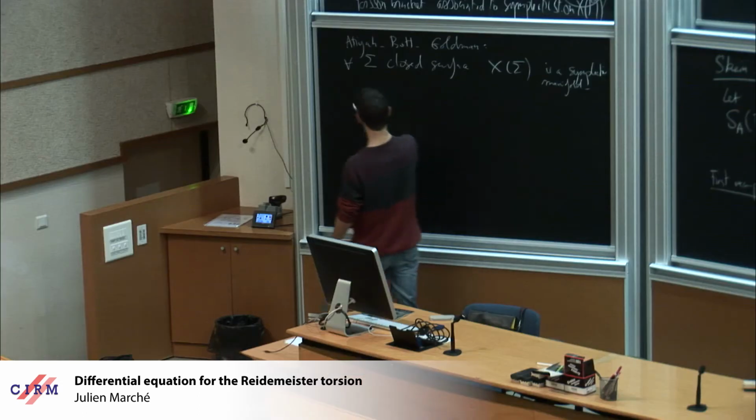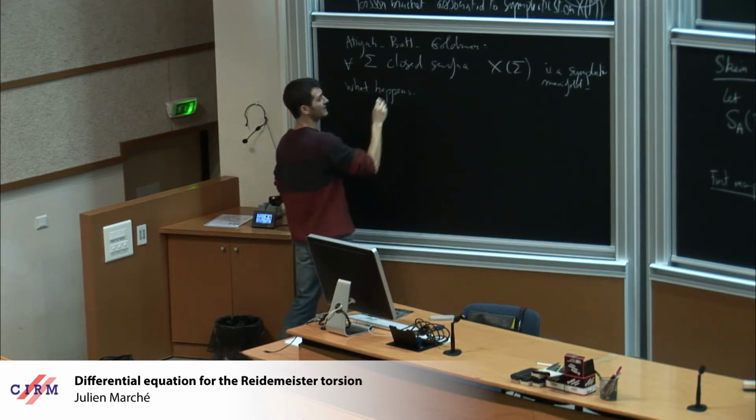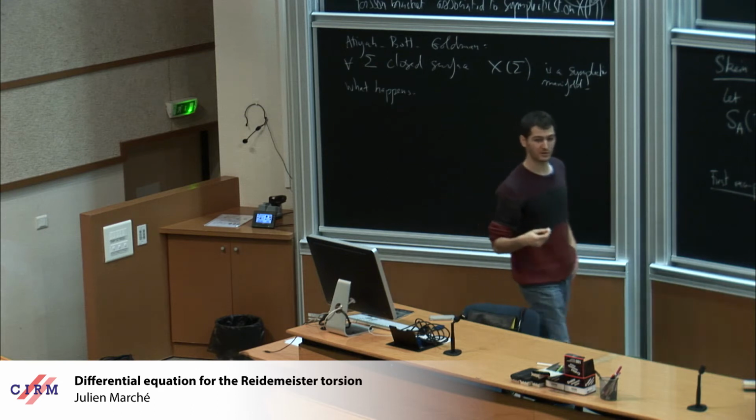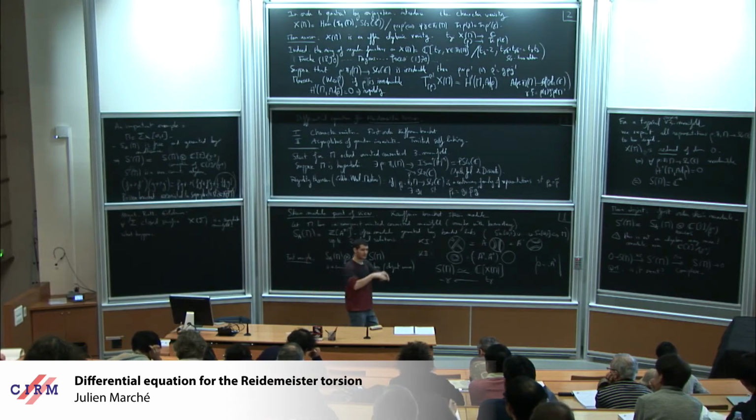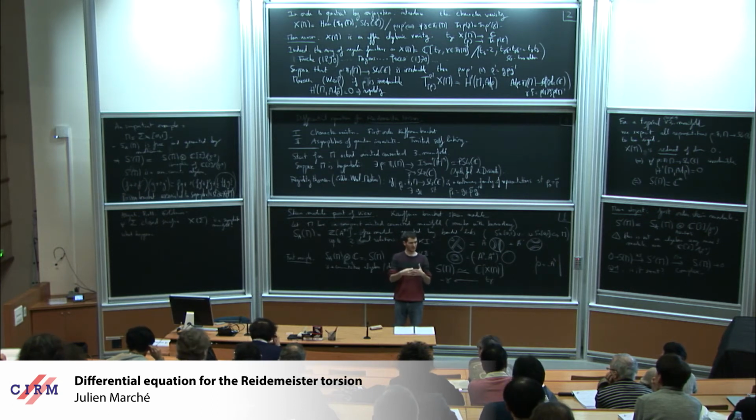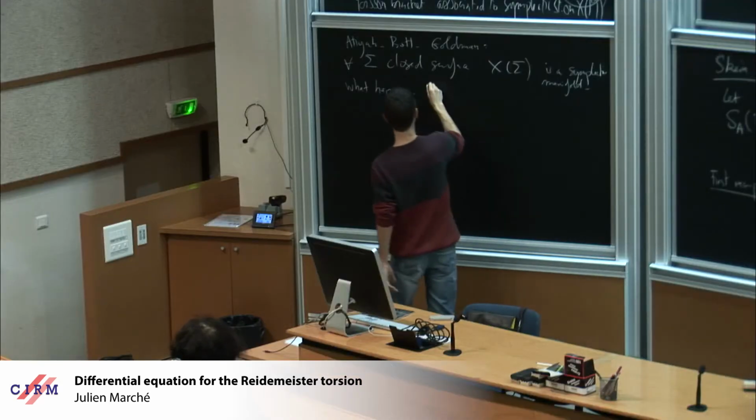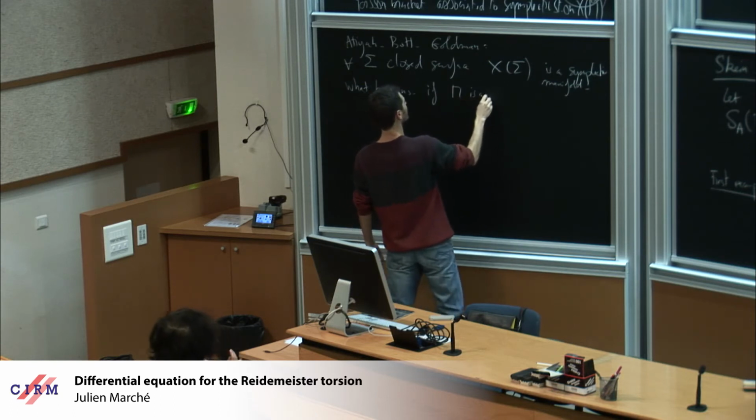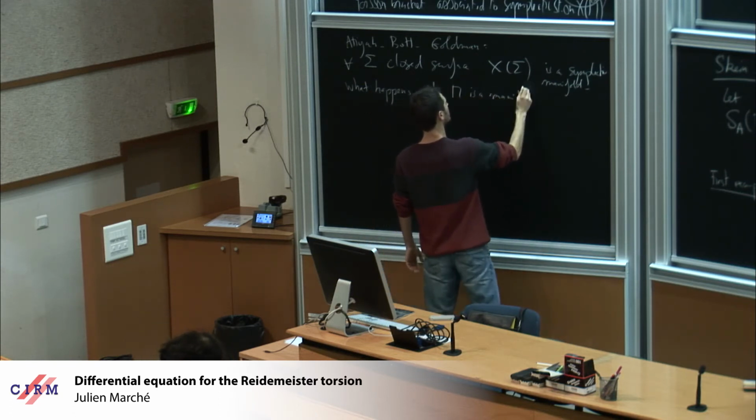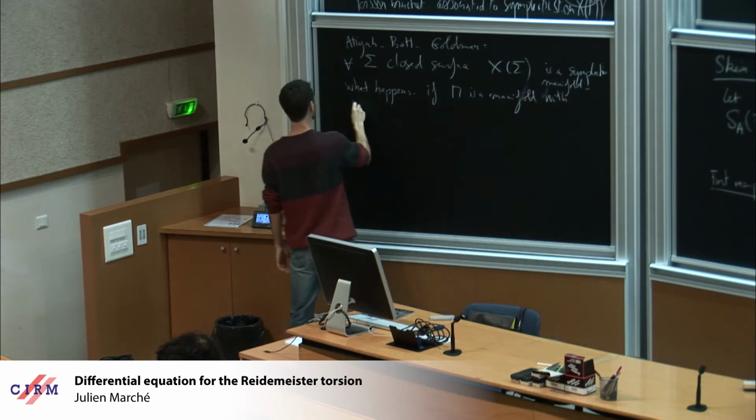So what happens? It's hard to say anything in the case of a manifold without boundary, because we just have a module, and there is not much to say about the structure of this module. The interesting case is the case when you have a manifold with non-trivial boundary. Okay, so what happens if M is a manifold with boundary?